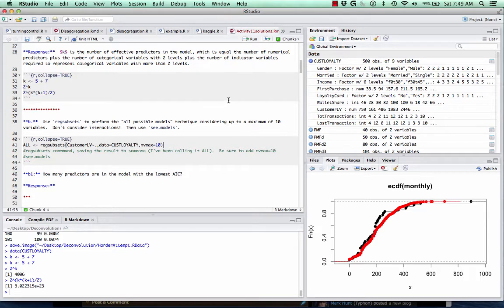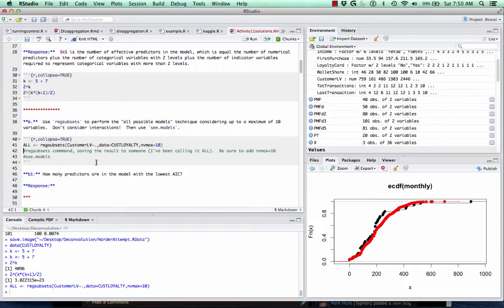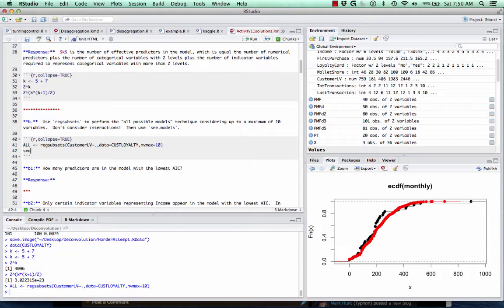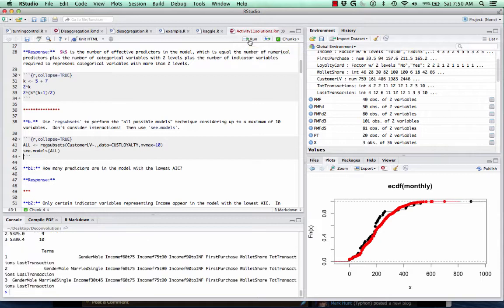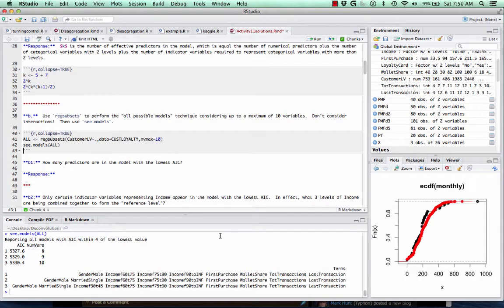Now one thing to remember is that since regsubsets does not respect model hierarchy, it will sometimes leave out indicator variables that represent particular levels of a categorical variable. The net effect is to combine those with the reference level. So we can fit the all possible regressions, and then we can run cmodels to see some of the best, the models within 4 AIC of the absolute lowest value. So I'll resize this for a second.